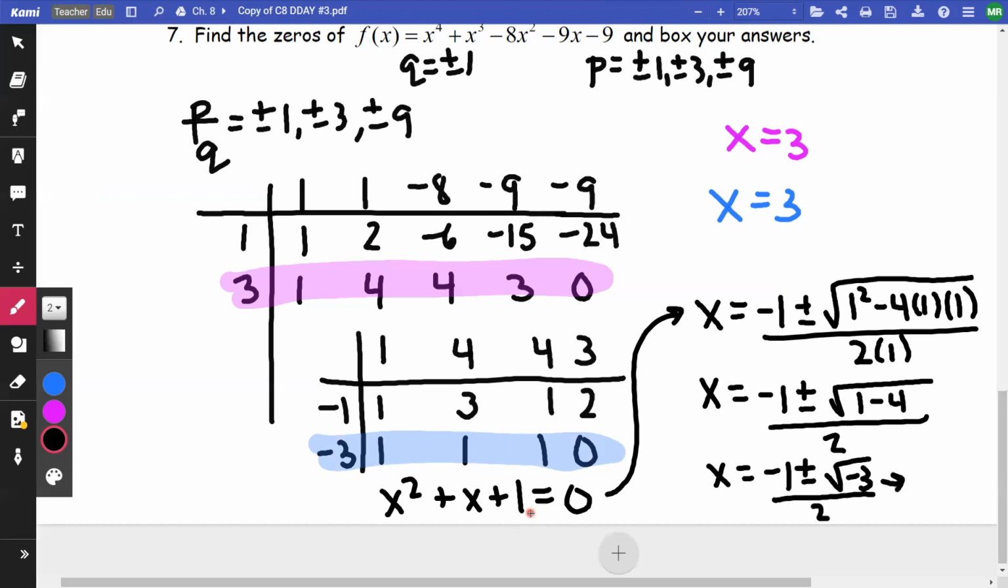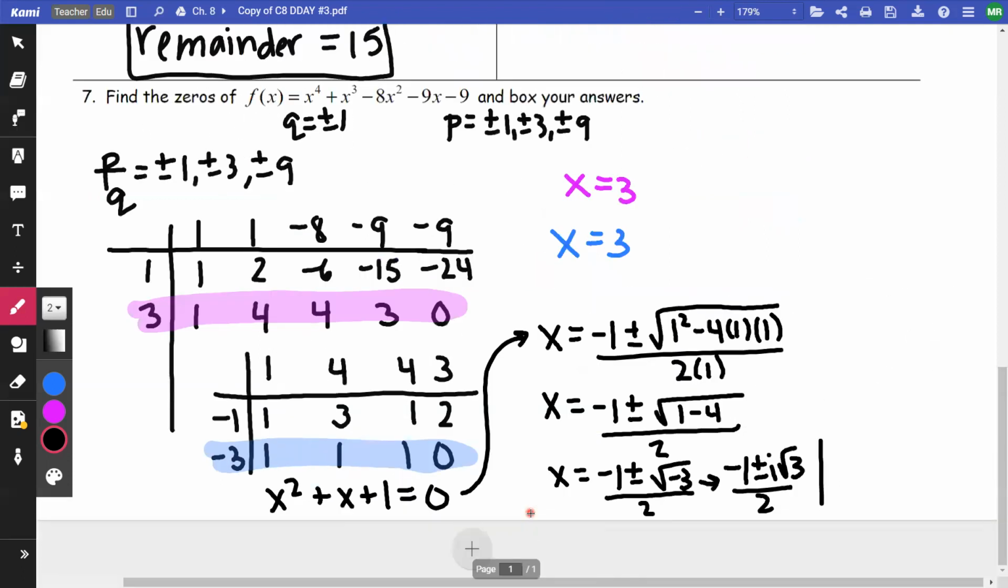That's imaginary answers. The square root of negatives is i. So I'm going to go -1 plus or minus i root 3 over 2. So I'm also going to have x is equal to -1 plus or minus i root 3 over 2.